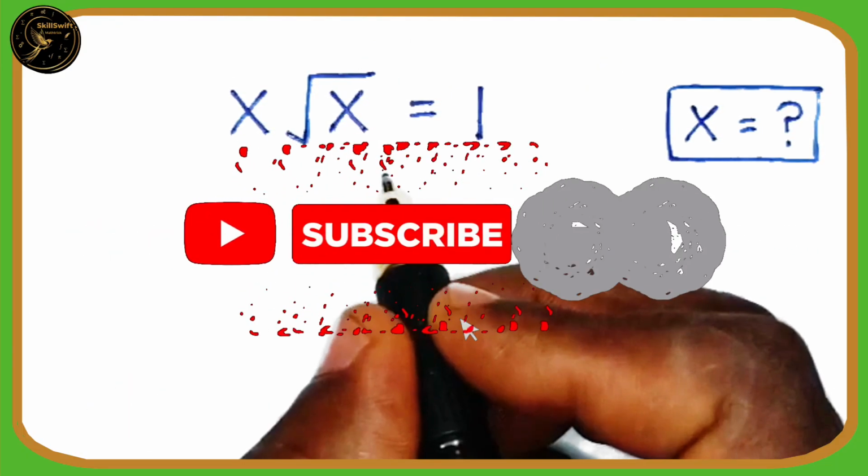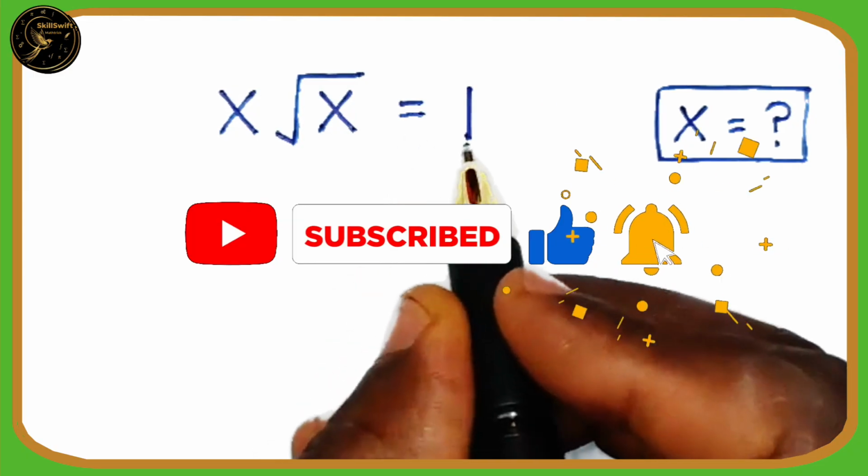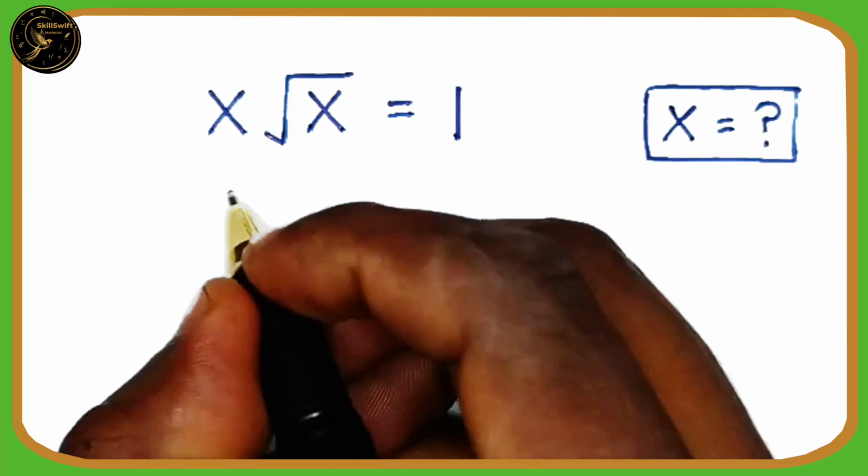Hi, you are welcome to solve this math problem: x times the square root of x is equal to 1. Find the values of x from this equation. Now, the solution.